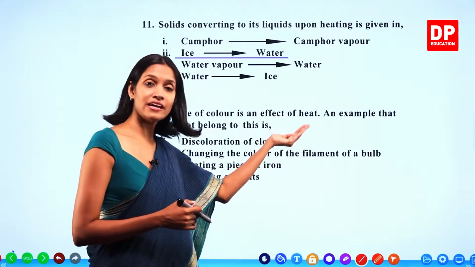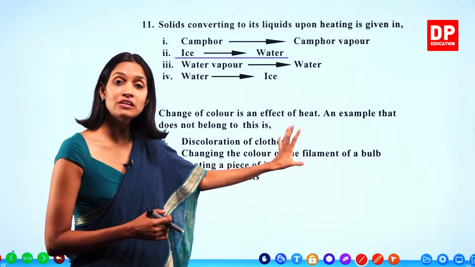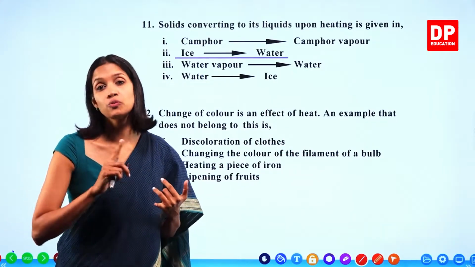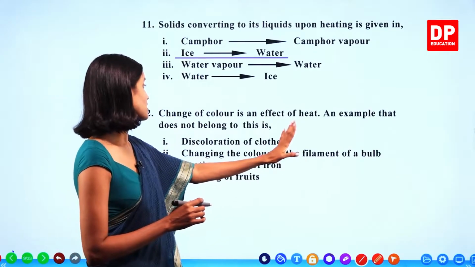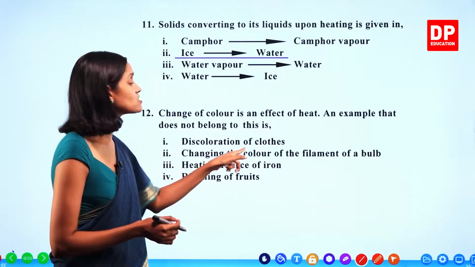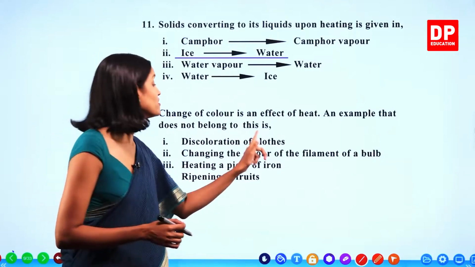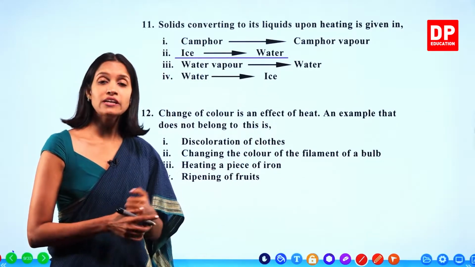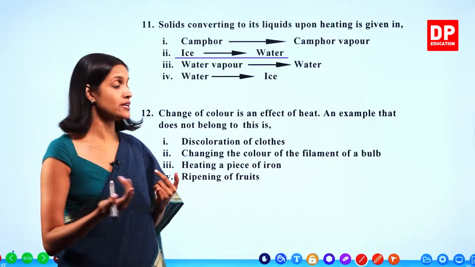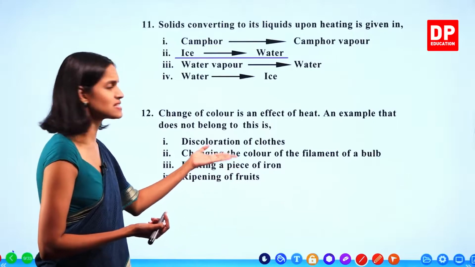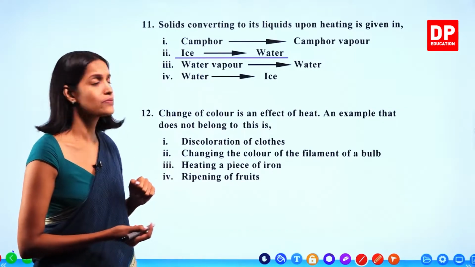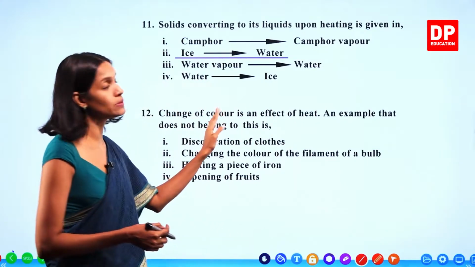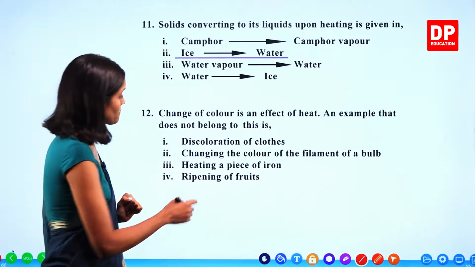Change in the color of the filament of a bulb. When we supply electricity to the bulb, the filament gets heated up. Therefore, its color changes from red to orange to yellow to white. So this is also correct. Heat in a piece of iron. This also we discussed. When we heat a piece of iron, the same color changes take place. Red to orange to yellow to white. Ripening of fruits doesn't have anything to do with heat. So, an example that does not belong to this is ripening of fruits.